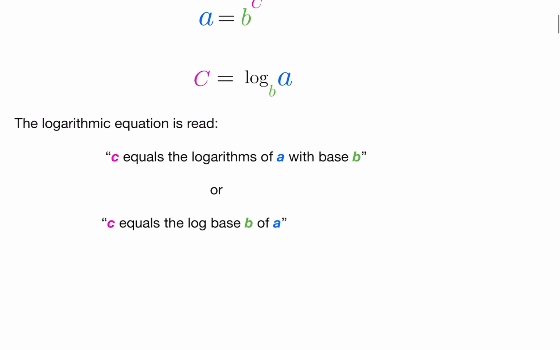When you see the term log, it could be read 2 different ways, and you may have heard that when I just said log of a base b. Here we have c equals the logarithm of a with base b, which is what I just said, or you could say c equals the log base b of a. Either way is correct. So when you see this log, it's going to be log base b of a or log of a base b.